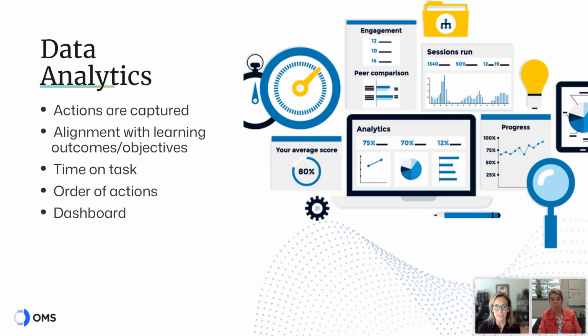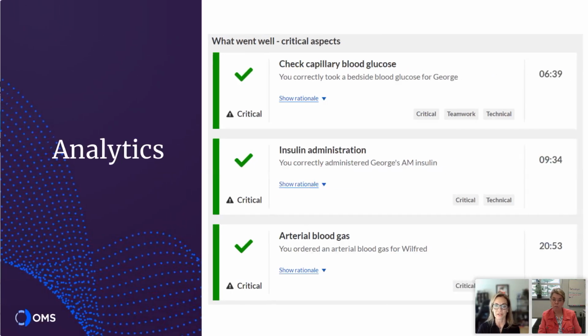How do we see them enact the decisions that they're making? How do we look at time on task, the order of actions? But to have a dashboard that shows the time-stamped actions that they did helped us immensely, because we were able to really drill down into different aspects of clinical competence and be able to measure that for each of these scenarios. So if you're familiar with OMS, this probably looks familiar to you.